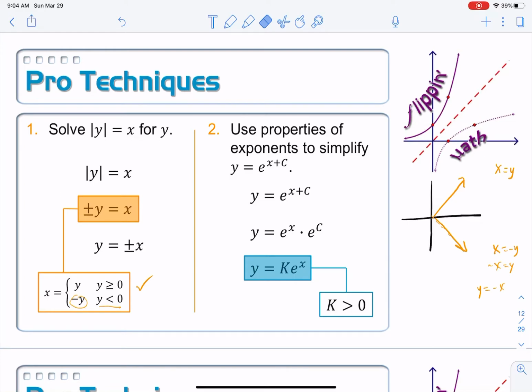Another way to think of this is like this. The absolute value of y is equal to x is just the inverse of y is equal to the absolute value of x. The reason why is because we've just switched the x variable with the y variable, and whenever we graph inverse functions, we're supposed to reflect that thing across the line y equals x.